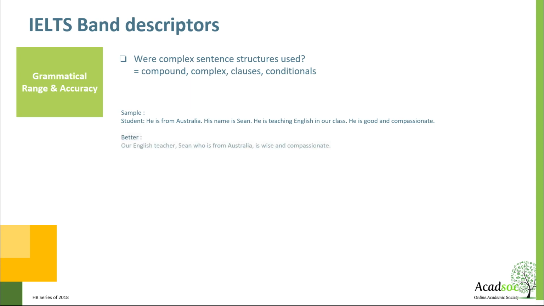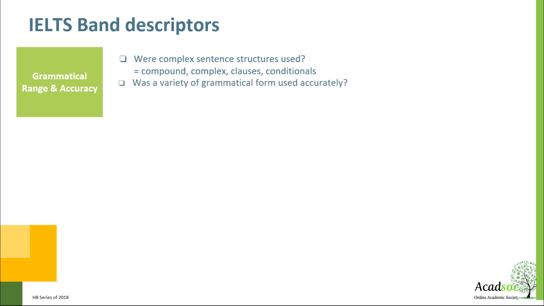For instance, our English teacher, Sean, who is from Australia, is wise and compassionate. Or, our wise and compassionate English teacher, Sean, is from Australia. Aside from these sentence structures, we also have here the question, was a variety of grammatical form used accurately? We're now talking about the verb tenses. And were grammatical mistakes avoided?